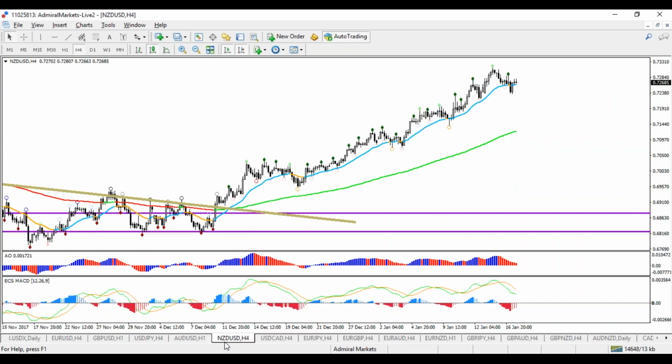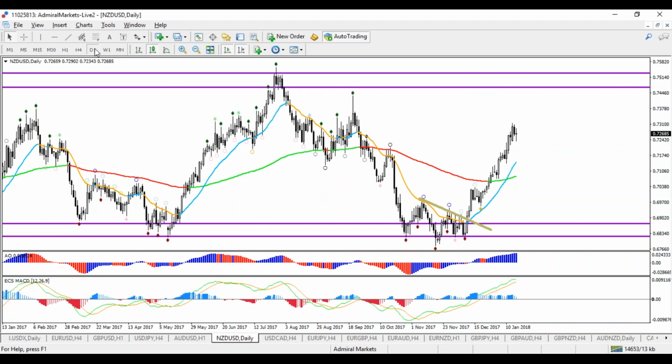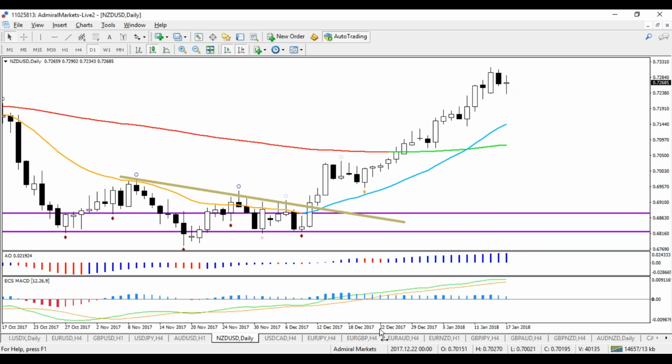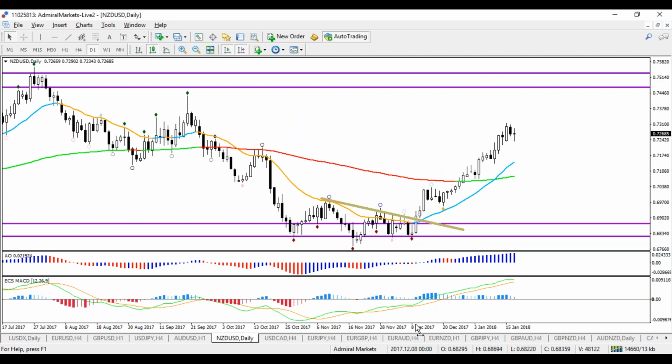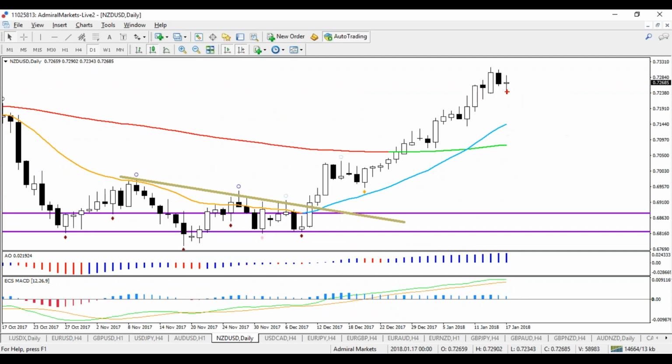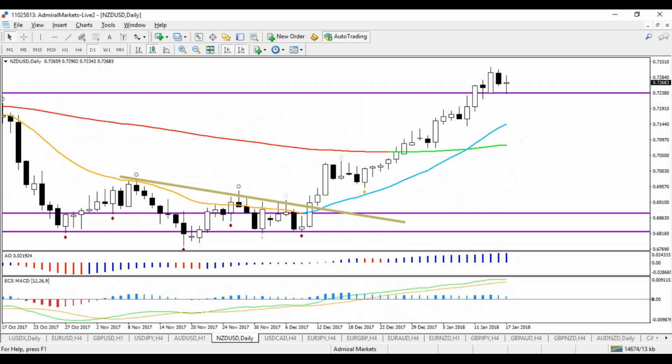And the Kiwi, New Zealand USD, had a bearish day yesterday. If today's candle is again bearish, preferably if it breaks below this low, that could also indicate retracement time. All right, so that's still on the table in my view.